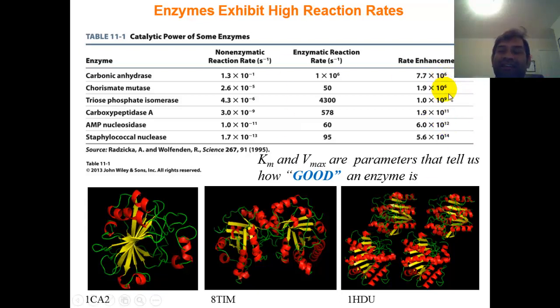So you can actually see here the rate enhancements are extraordinarily large in the presence of an enzyme, whereas without the presence of the enzyme, just the reactants by themselves, you're getting nowhere. In some cases, for these nucleases and nucleosidases, 10 to the minus 11, 10 to the minus 13, that's virtually nothing. But if we're going to rate enzymes on their efficiency of converting substrate to product, we have a lot of parameters. Two of the more important parameters are Km and Vmax. Km stands for the Michaelis constant, and Vmax stands for the maximum velocity.